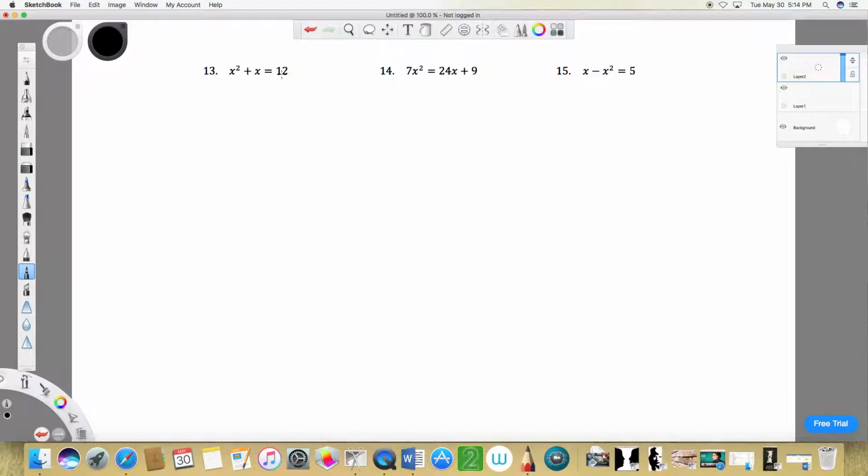My equation is not in standard form, so let's get it in standard form. I'm going to put a 1 there just to help me identify the a, b, and c. Put a 1 here as a coefficient. Subtract 12 from each side. Identify a, b, and c.